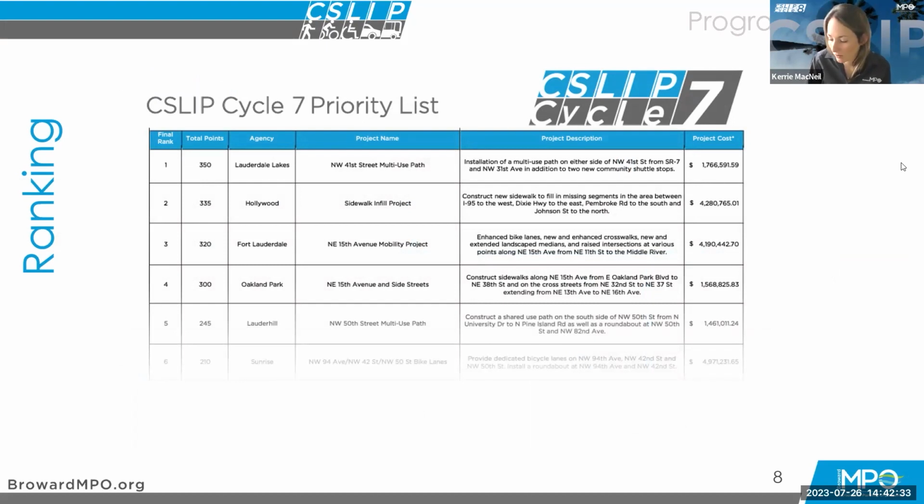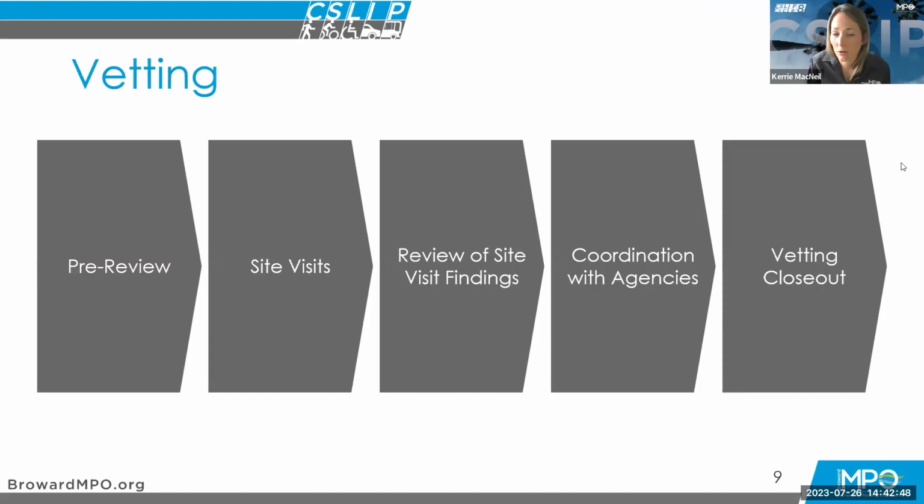So the goal is to go before our board in December of this year and bring that priority list of projects. This is the priority list of projects from last year, from cycle 7, just up on the screen, for example. After that, we go through the vetting process, where we have a pre-review, and then site visits with FDOT, a review of the site visit findings, coordination with different agencies, and then a vetting closeout.